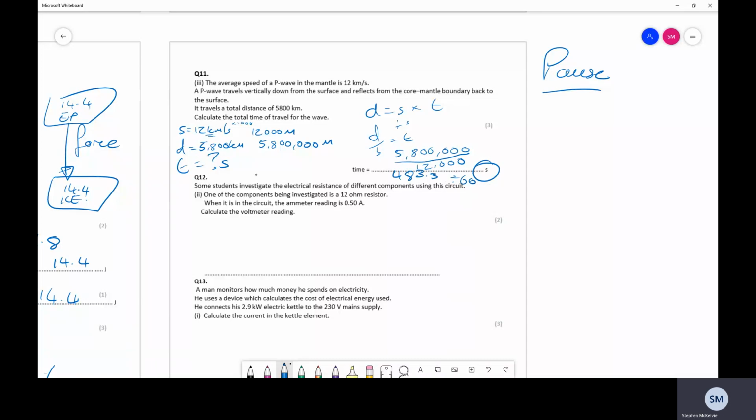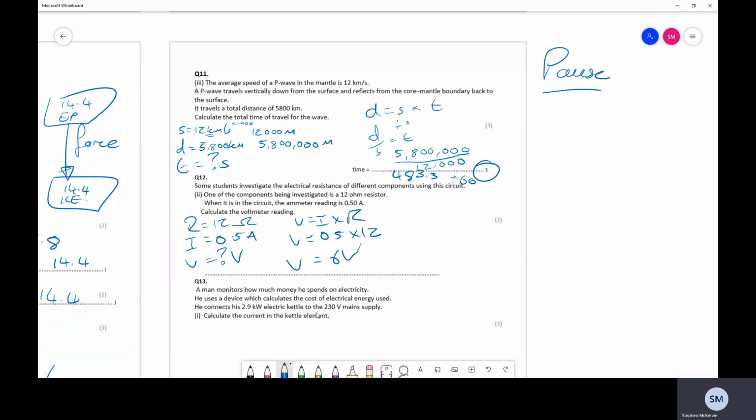Yeah, okay. Some students investigate the electrical resistance of different components using this circuit. What circuit? We don't have the circuit. One of the components being investigated is a 12 ohm resistor. When it is in the circuit, the ammeter reading is equal to 0.5 amps. Calculate the voltmeter reading. What is the voltage? V is equal to I times R. V is equal to 0.5 times 12. That means that the voltage is equal to 6 volts. Just need to double check that though, because I often make silly mistakes. But I'm not silly today, I'm clever.